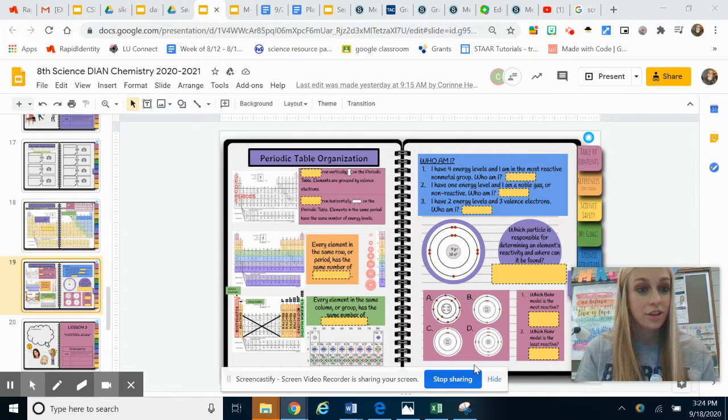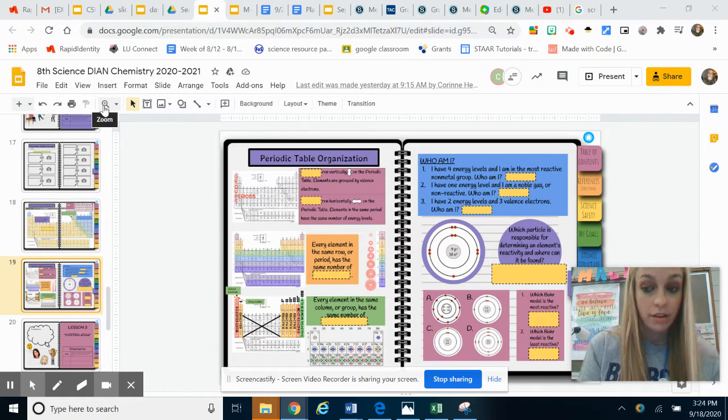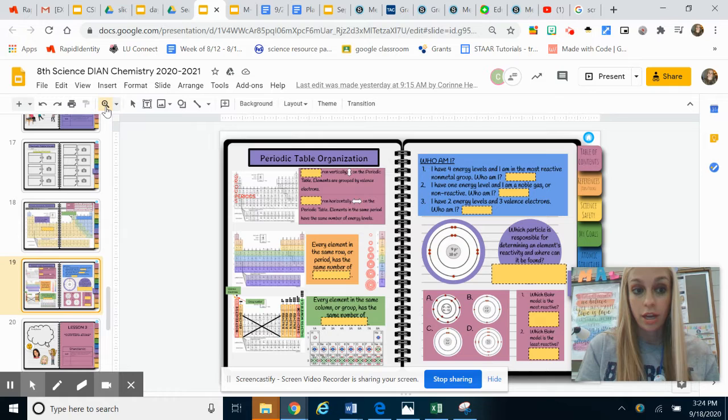Okay, I wanted to share something. It's not really a trick. I've just seen a lot of people struggle when our notebook slides are small like this, especially on those Chromebooks, they're really small. So you see this little magnifying glass? Click on it and don't do the drop down.